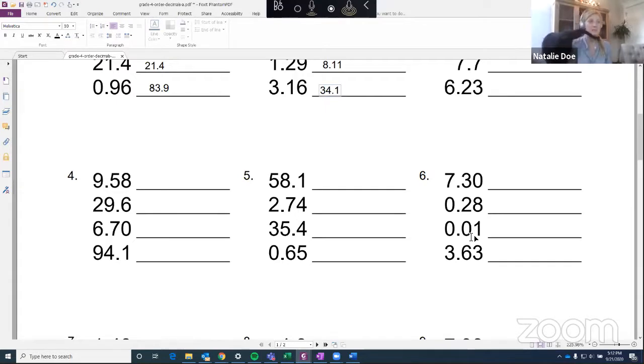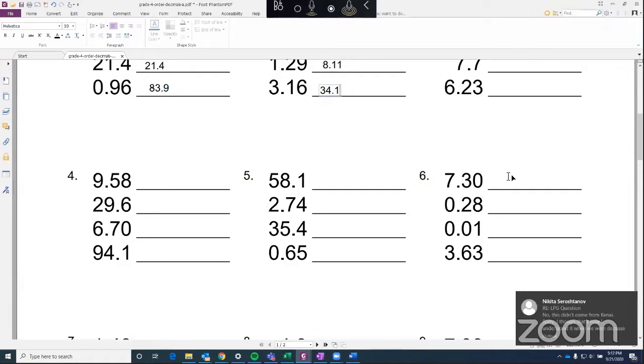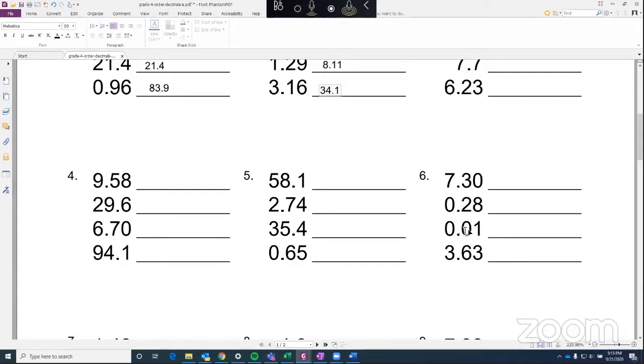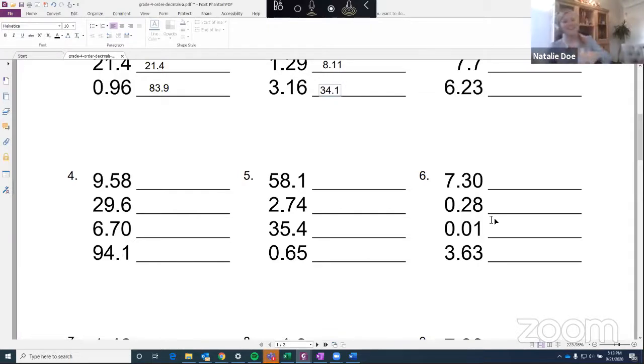So which one do you think is smaller? 0.01. That's exactly right, Esther. And that's because the ones place are the same. So the next thing we do, sorry, my cat is so needy, is look at the tenths place, which one is smaller? So this one has a 0, that's smaller than 2. So 0.01 is the smallest. All right, what do you think is the next smallest one?